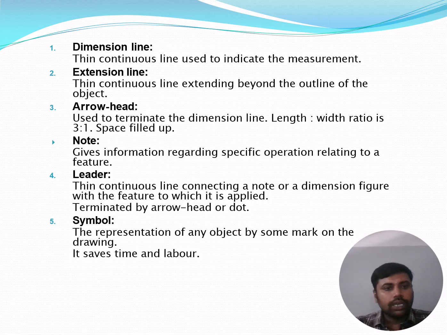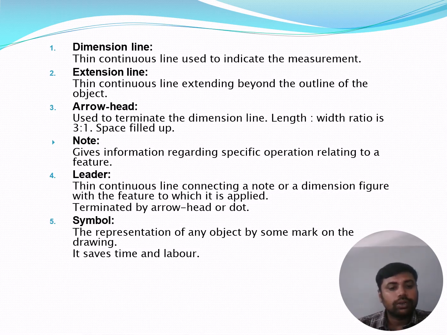You can see briefly about the dimension line, which indicates the measurement. Then the extension line, which is the outline of the object extending. Then the arrow has a 3:1 ratio, we have already seen that one. Then notes and leader lines, which are connected lines for the dimension figures, inside holes and everything.